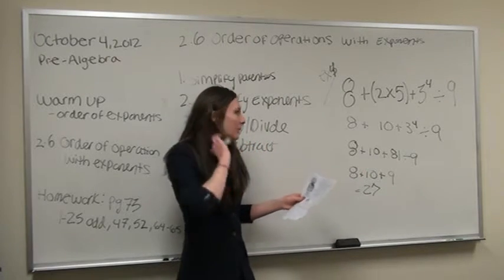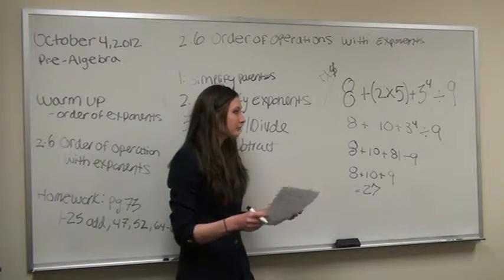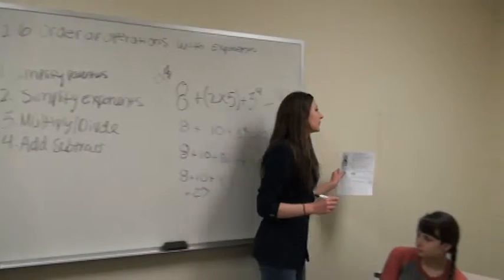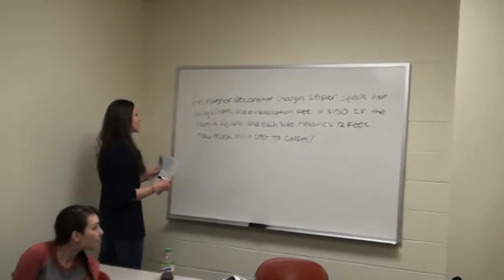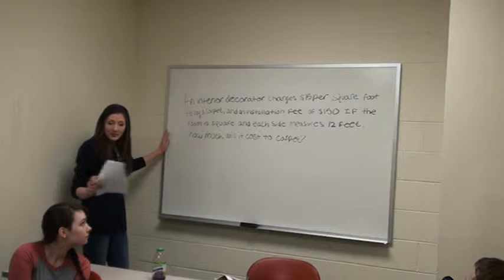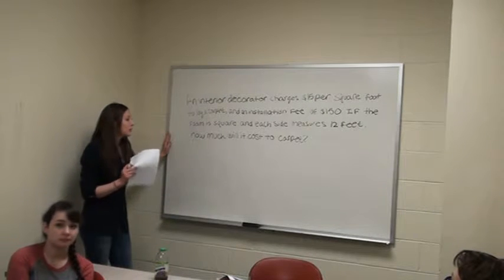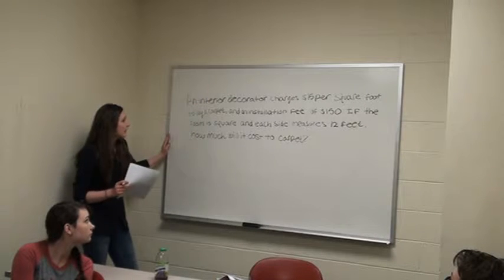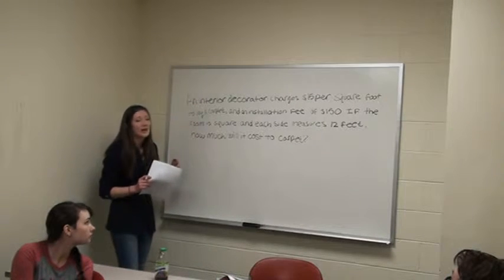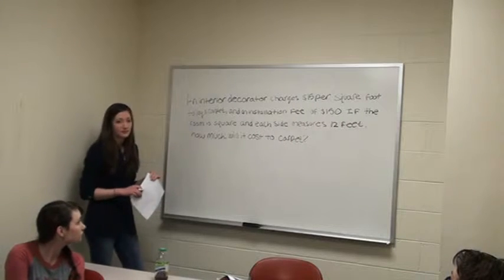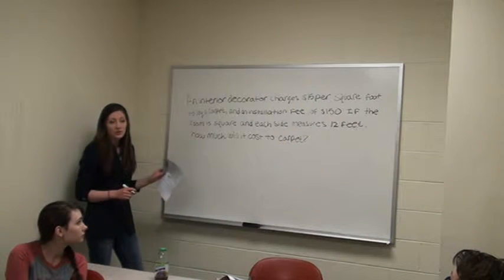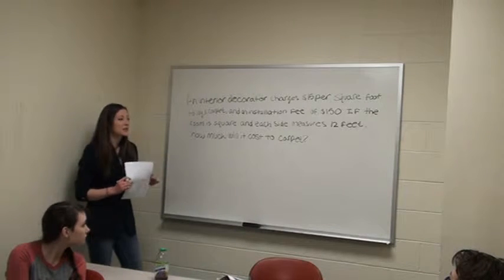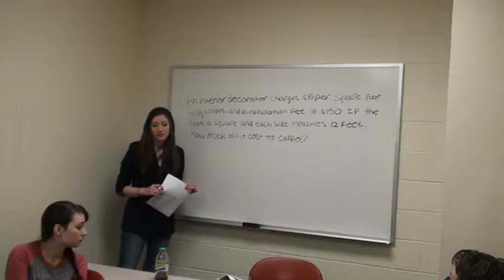Okay, so now we're going to do a word problem, because we always tie a word problem in at all of our examples. So, let's move on to the word problem. Okay. Everybody have their notebooks out, because we're going to make up an equation for this, so we can solve it, okay? An interior decorator charges $15 per square foot to lay carpet, and an installation fee is $150. If the room is square and each side measures 12 feet, how much will it cost to carpet?